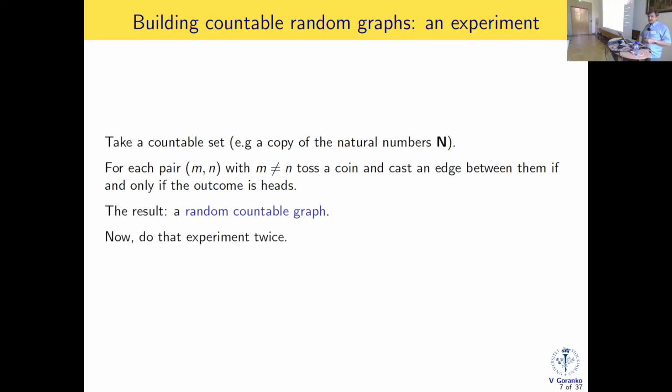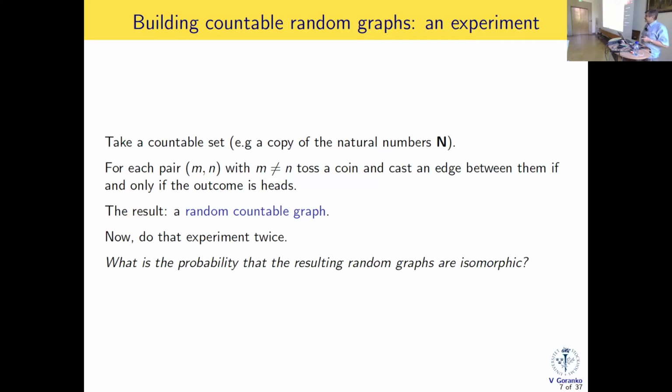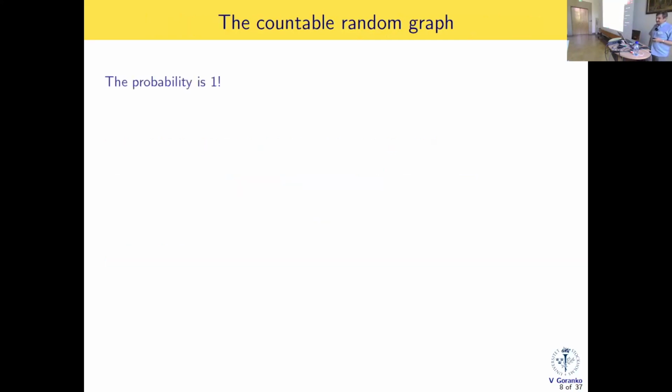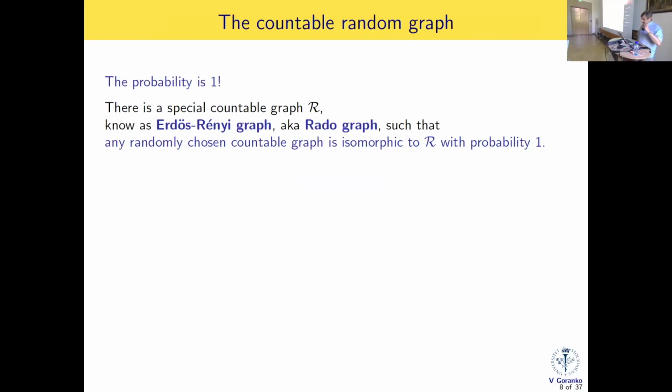Now, suppose you do this experiment twice, so two different people do it simultaneously. What do you expect would be the chances, the probability that you end up with two isomorphic results? So those who don't know the answer, would anyone like to take a guess? Or you all know the answer? Preaching to the converted. Okay, well then you know the answer. The answer is 1, the probability is 1, and the reason is that there is this very special countable graph which goes under various names, Erdős-Rényi graph or Rado graph and so on, such that any randomly chosen or constructed countable graph is isomorphic to this one with probability 1.